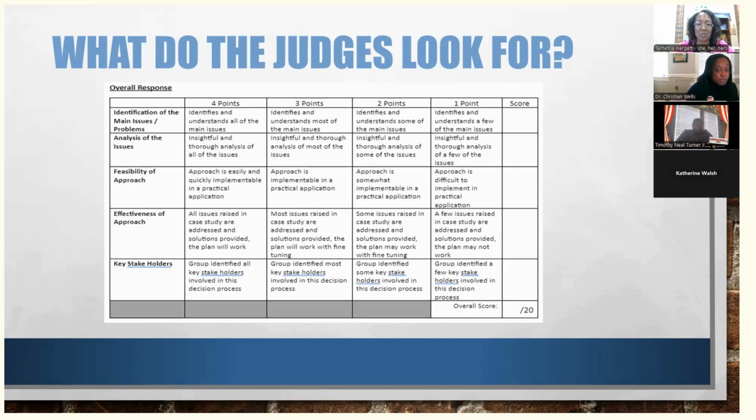So what do the judges look for? This is the overall rubric that we have for it. Really, they're going to be looking at whether you're able to identify the main issues and problems. They will also look at the analysis of the issues, the feasibility of the approach, the effectiveness of the approach, and who the key stakeholders are. That goes back to what we talked about when it comes to analyzing a case as well.